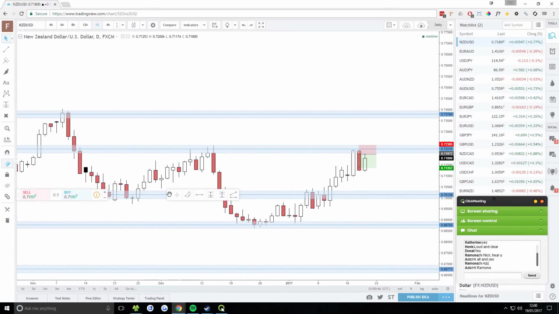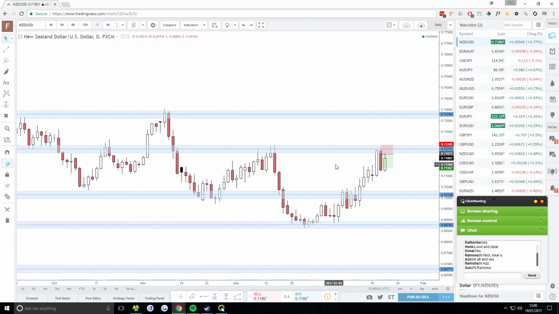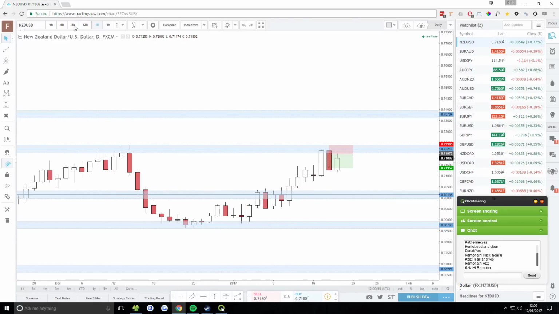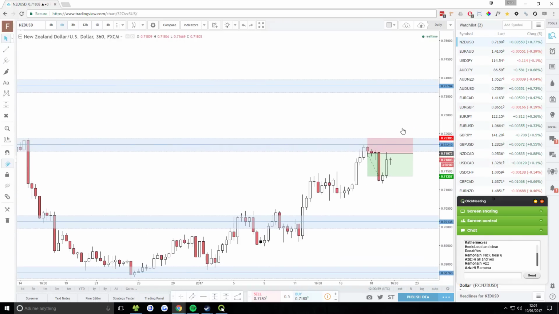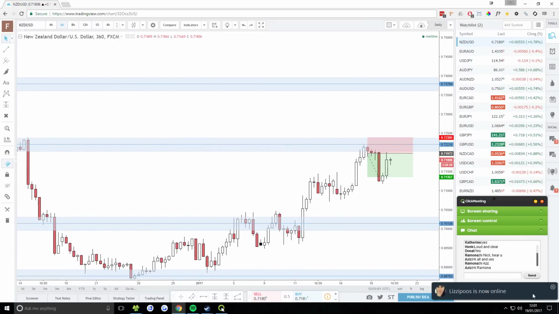Now, first things first, probably gonna talk about this trade here, New Zealand USD, the daily short, well, no, sorry, the 6 hour short, which worked out quite well, hit my minimum target.